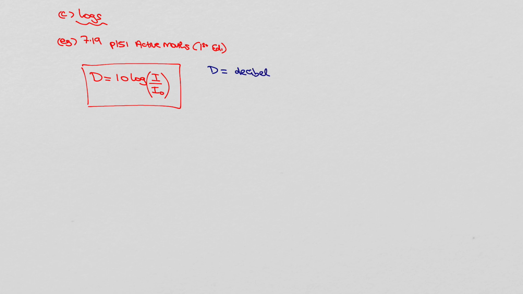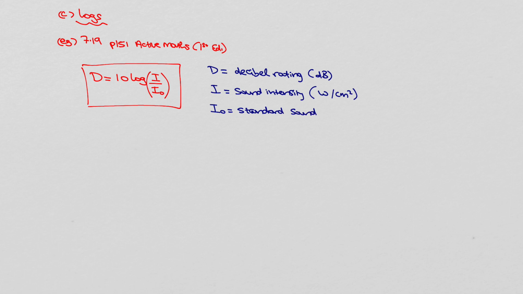So we're told that D is equal to the decibel rating, and decibels are measured in small d, capital B. I represents the sound intensity, and the sound intensity then is given to us in watts per centimetres squared. So in other words, power over area is how we measure our sound intensity. And then we have I0, which is our standard sound intensity. So in other words, that's what we're comparing everything to. And we're given that value, we're told what it is. It's 10 to the minus 16 watts per centimetres squared.